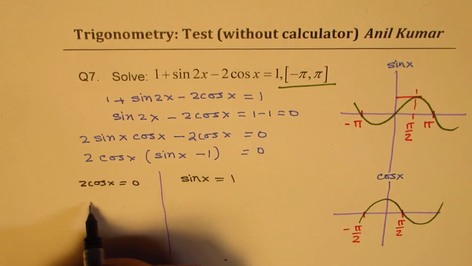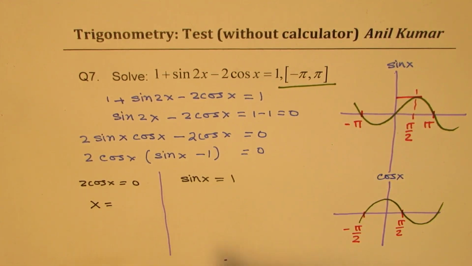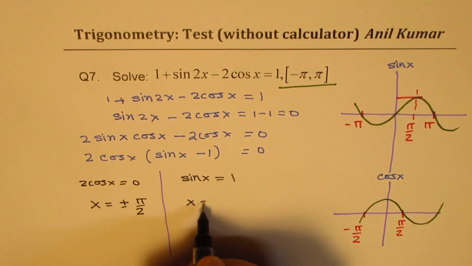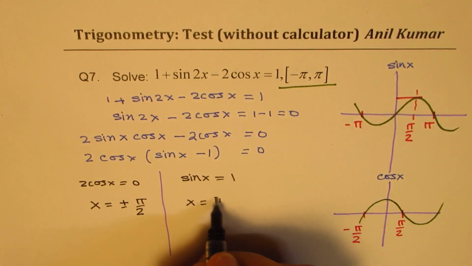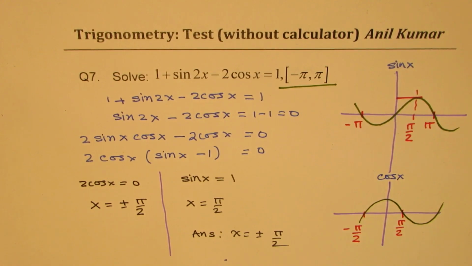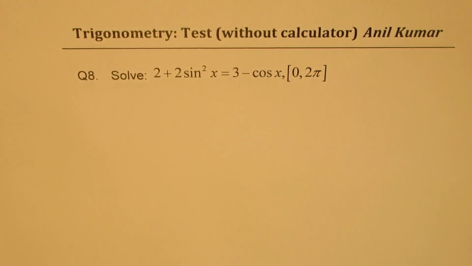So here we get the answer as x equals plus minus pi by 2, and here we get x equals pi by 2. Okay? So our answer here is x equals plus minus pi by 2. So that is how we are going to solve this question. Let's move on and take question number 8.